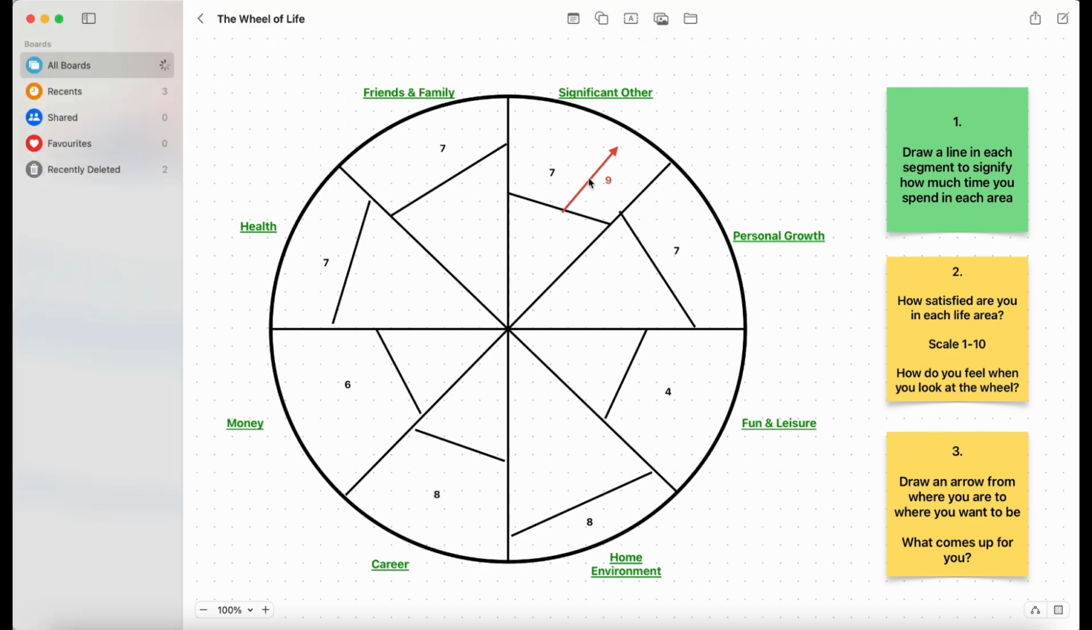All right, so next we're going to go to personal growth. Personal growth, let's get the arrow. How much of my time do I want to spend on that? So I'm currently a 7. To be honest with you, I want to go all the way. I want to make it a 10.